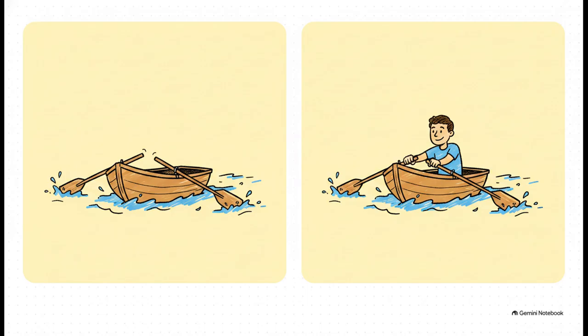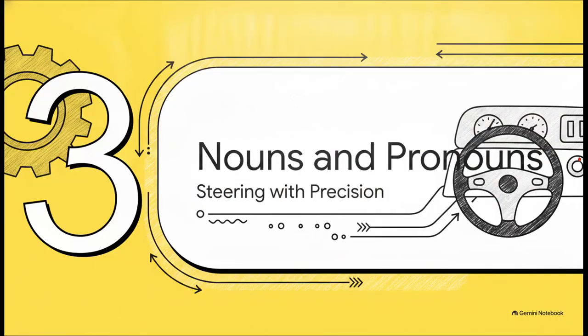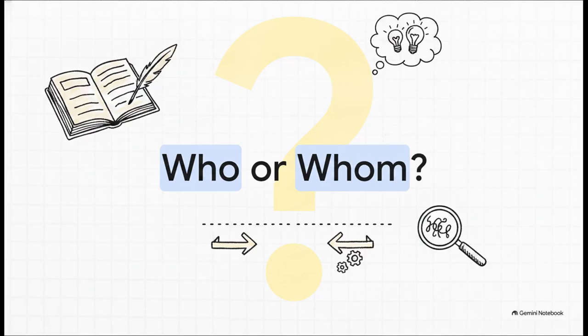Now, the action is logically connected to the right subject, and the sentence actually makes total sense. All right, jumping right into Section 3, precision with nouns and pronouns. So if verbs are the engine, nouns and pronouns, they're the steering wheel. This is where we hone our precision and really focus our emphasis. And this brings us to the eternal question, who or whom?